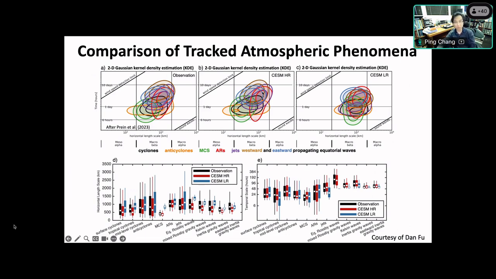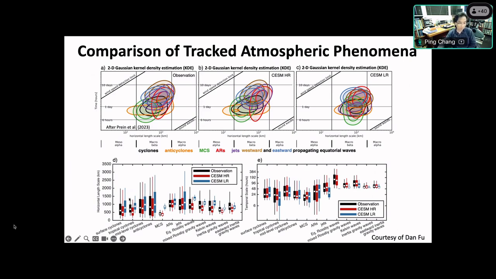The middle panel here is showing the high resolution model simulation, and the right panel is showing the low resolution model. You already see that there is a quite significant difference between the high resolution model and the low resolution model from this distribution map. And the high resolution model is surprisingly close to the observation, which was very surprising to us. Even the MCSs, which is the green contour here, seem to match the observation quite nicely, which is really surprising to us.